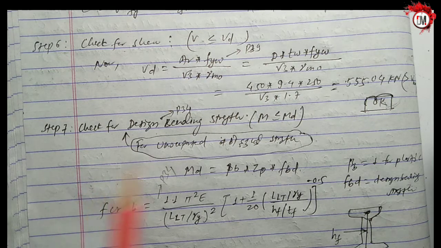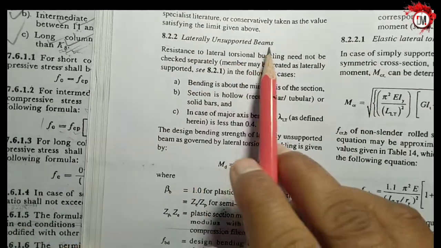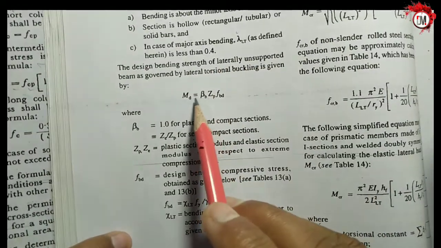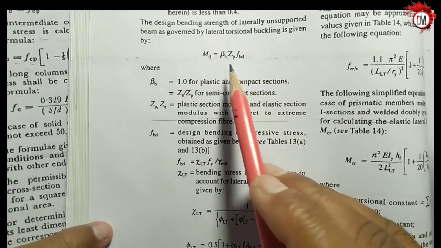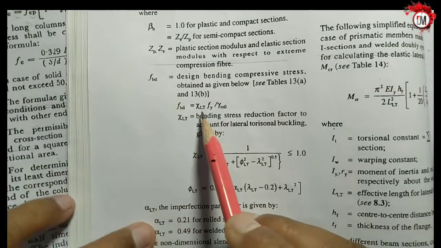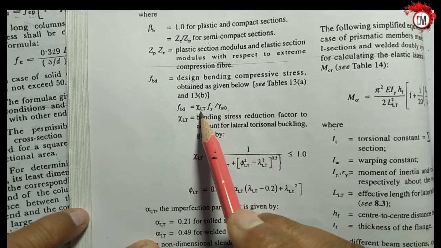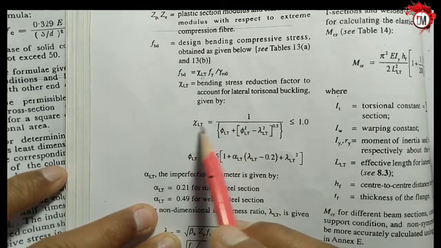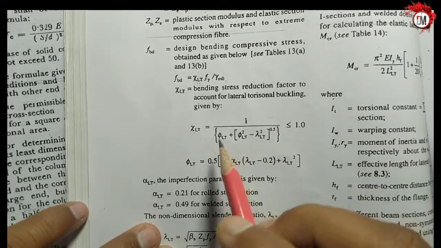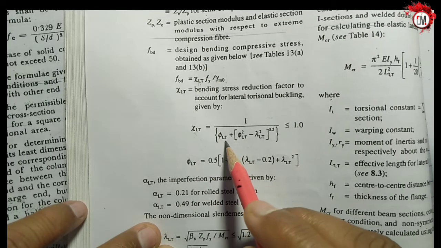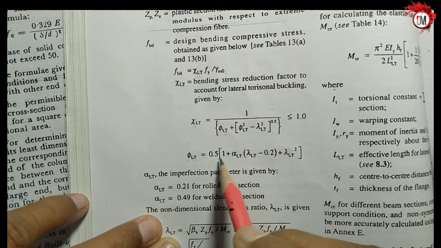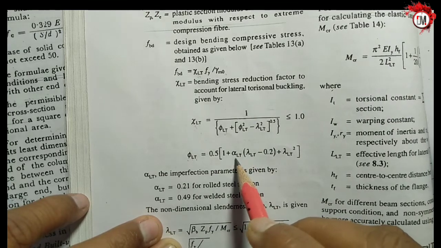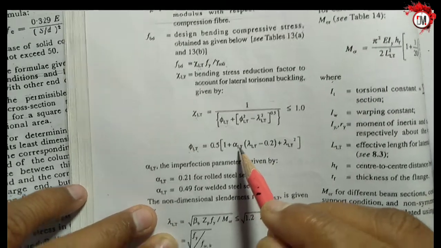Here I am on page number 34, in clause number 8.2.2, laterally unsupported beam. For a laterally unsupported beam, we have to calculate Md, and that is beta_b Z_p into f_bd. So how can we calculate f_bd? f_bd equal to chi_LT into fy by gamma_m0, but we don't have the value of chi_LT, so we have to calculate chi_LT using this formula. But in this formula, the value of phi_LT is also unknown, so we have to calculate phi_LT. Phi_LT equal to this, but here alpha_LT is also unknown, so we have to calculate alpha_LT.